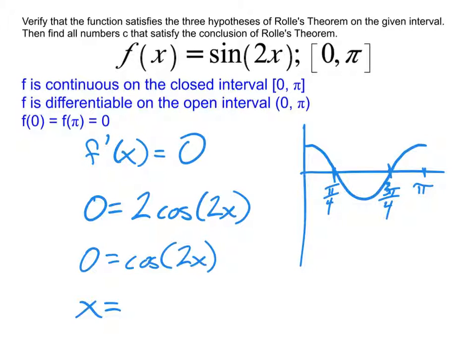Now, notice I can stop at pi. It, of course, hits 0 an infinite number of times, but I only care about the ones between 0 and pi. So there are actually 2 solutions here: pi over 4 and 3 pi over 4.